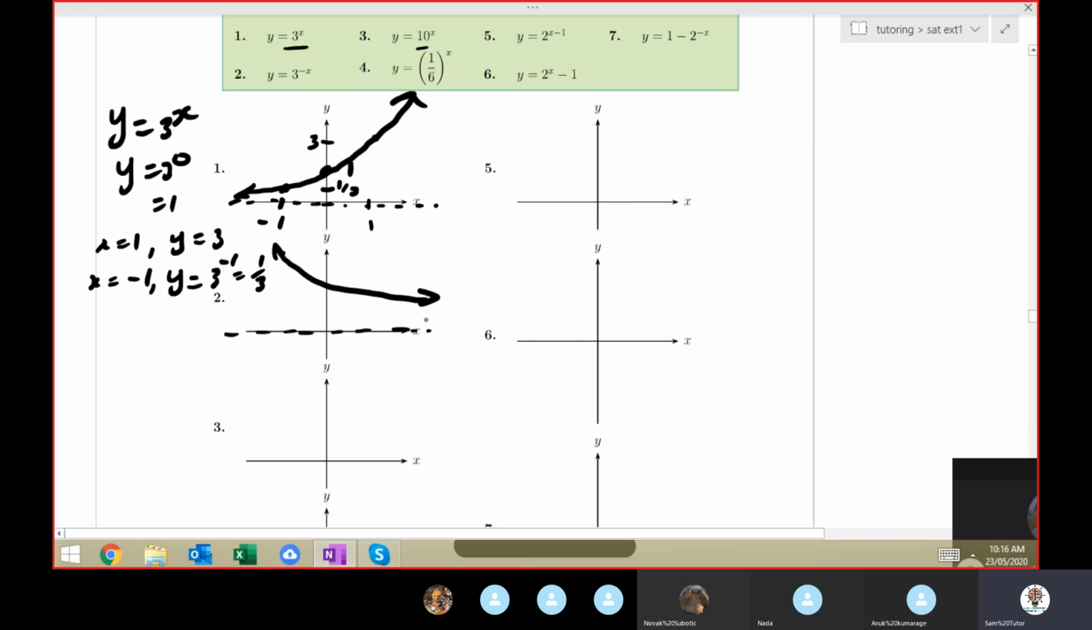Really bad drawing, but you guys get the idea. And then all I would do is sub in x equals 1 and negative 1 again, just to check if it's right. If I sub in x equals 1, you're going to get y equals 3 to the negative 1, which is a third. And when you sub in x equals negative 1, you'll actually get 3. And if you plot that in, there's 1, there's a third, there's negative 1, and there's 3.